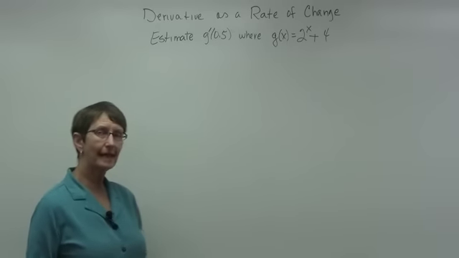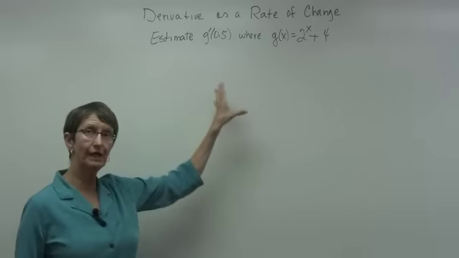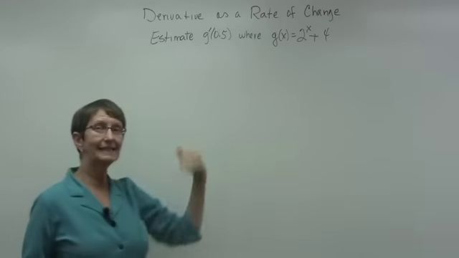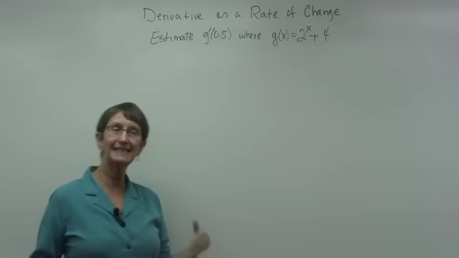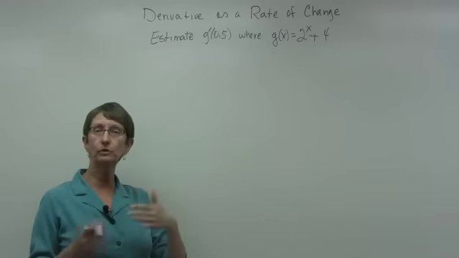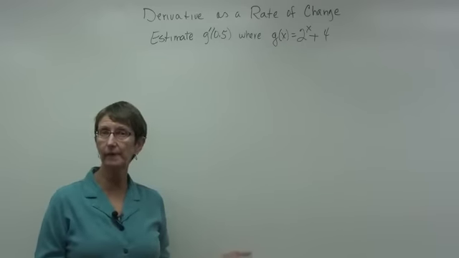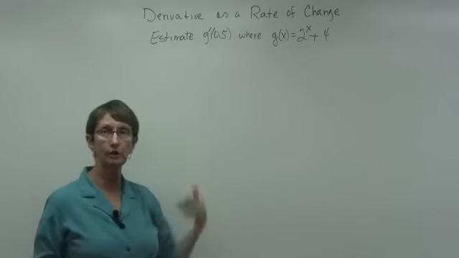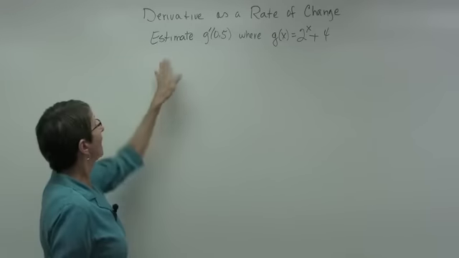Now let's look at some examples of the derivative as a rate of change. Notice it doesn't say instantaneous rate of change, because now that we know the derivative is an instantaneous rate of change, we'll usually just call it rate of change. And we have a problem.